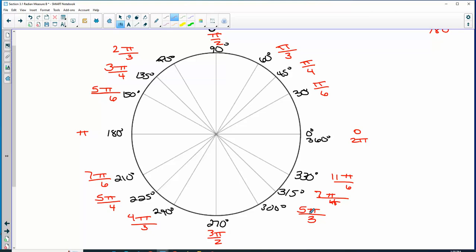Now you could have gotten every one of those the way we did Friday, multiplying by pi over 180 and reducing. But we're trying to talk about some patterns to simplify that. Any questions there?